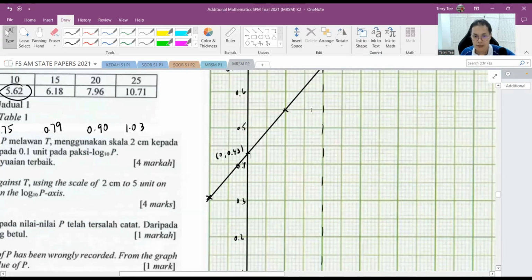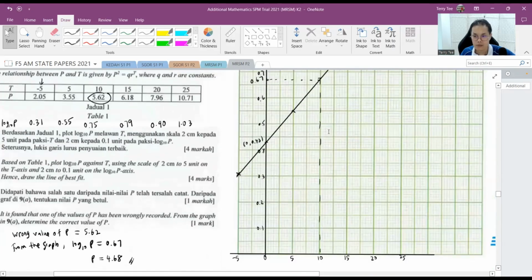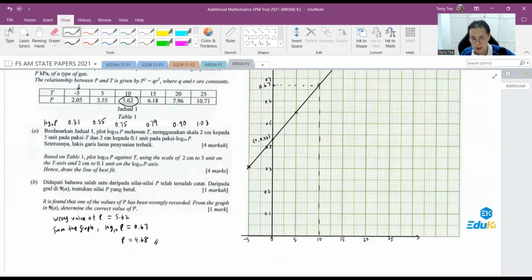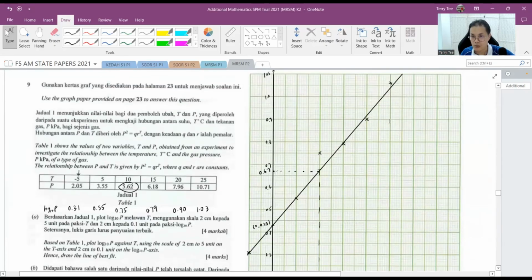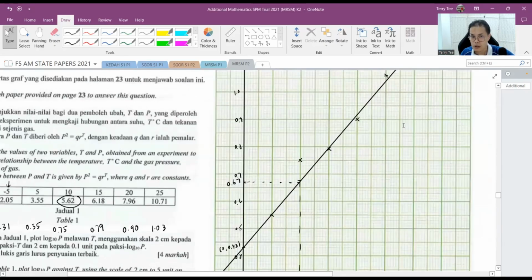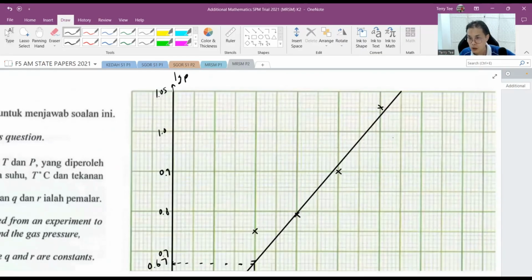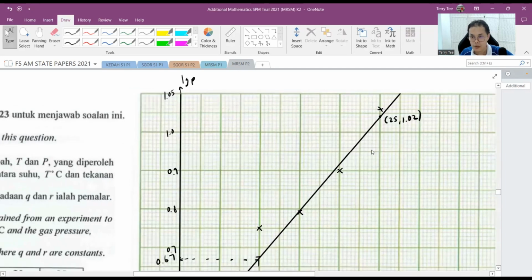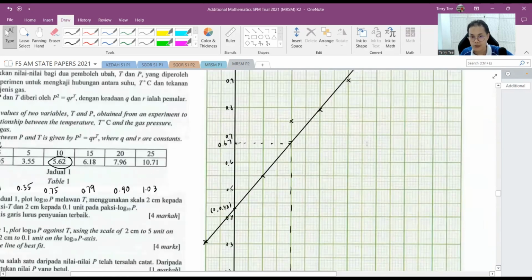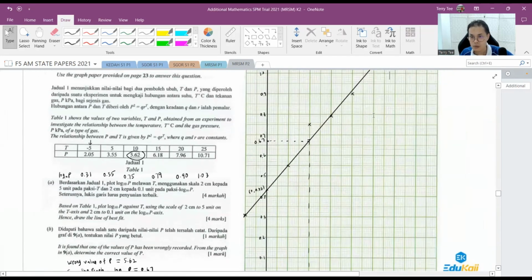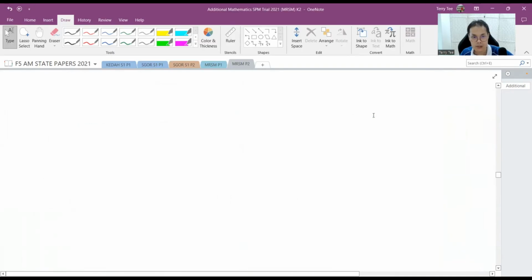And I like to use 5 boxes horizontal because any number divided by 5 is a nice number. By the way, this is just your t value. So I count 5 boxes to the right, 1, 2, 3, 4, 5. Now I'm going to take this point over here. This is 1 point. It looks like 1.02. This point here, it looks like (5, 1.02). So let's take these 2 coordinates to find your gradient. I'm going to move down to the next page. Let me find the gradient here.